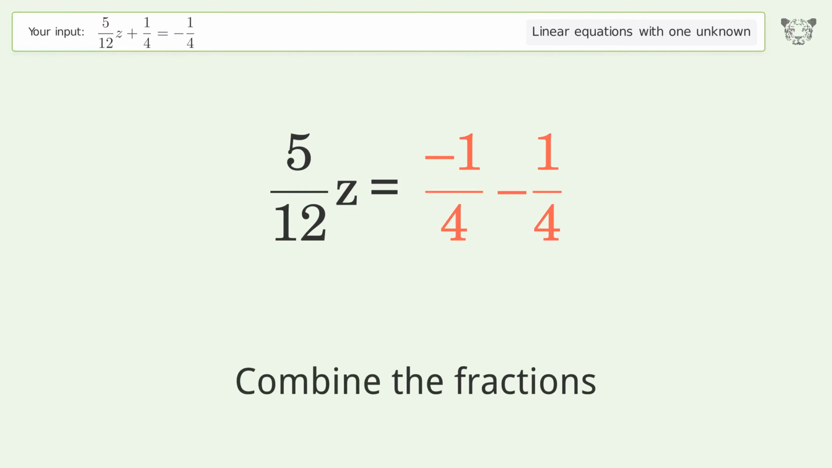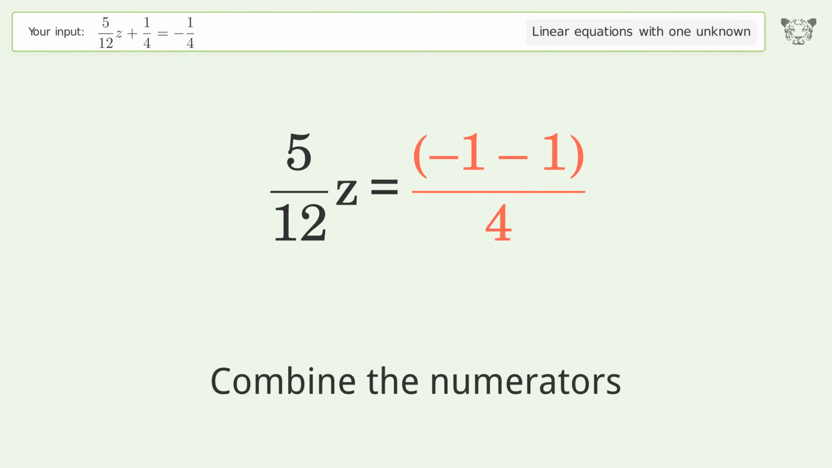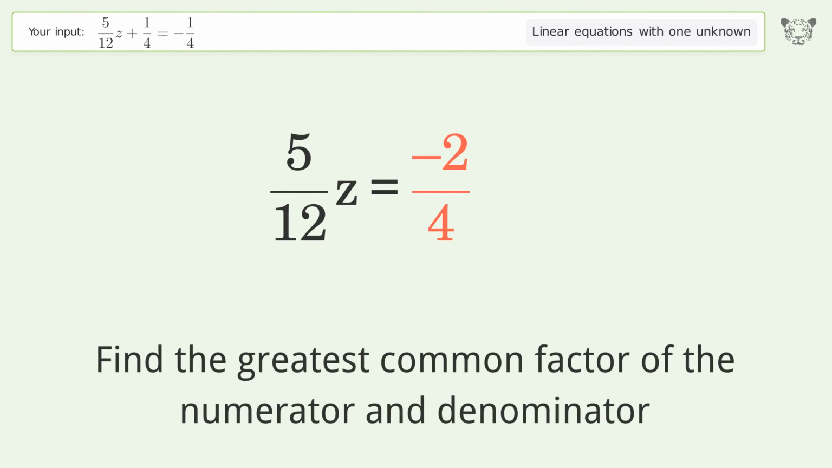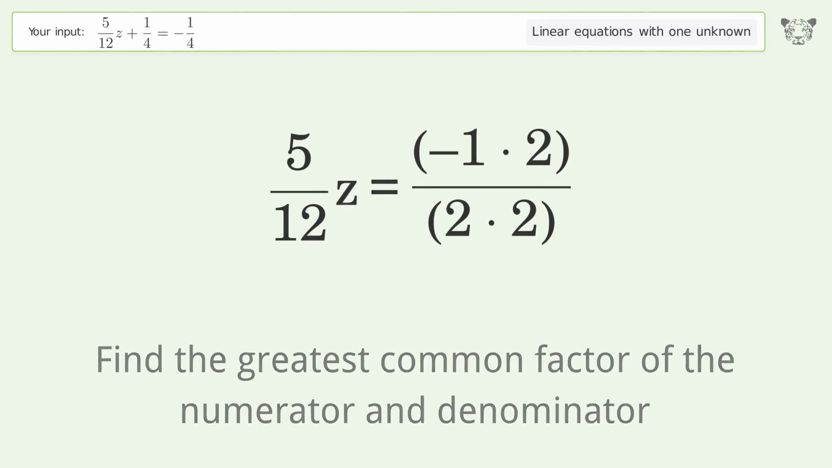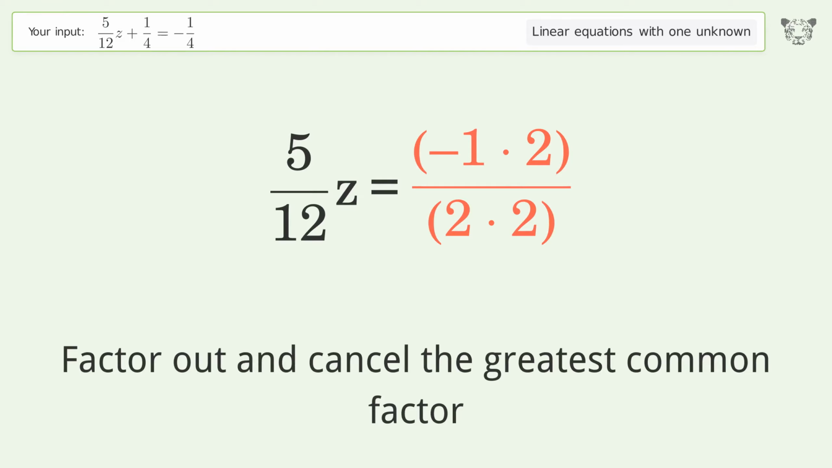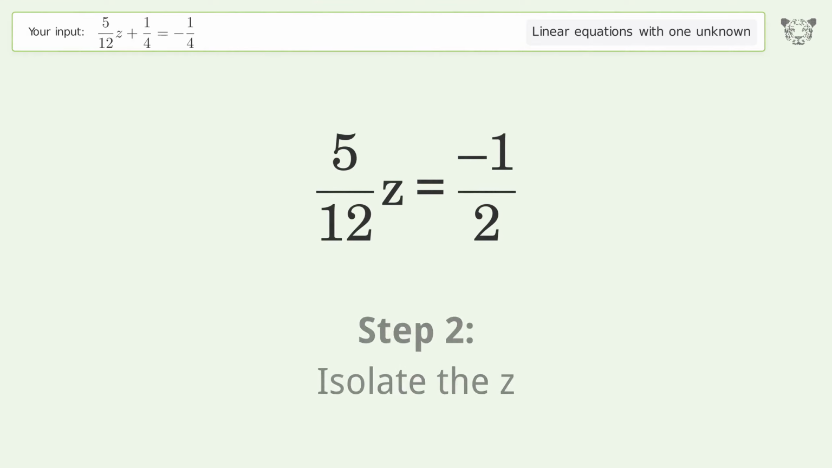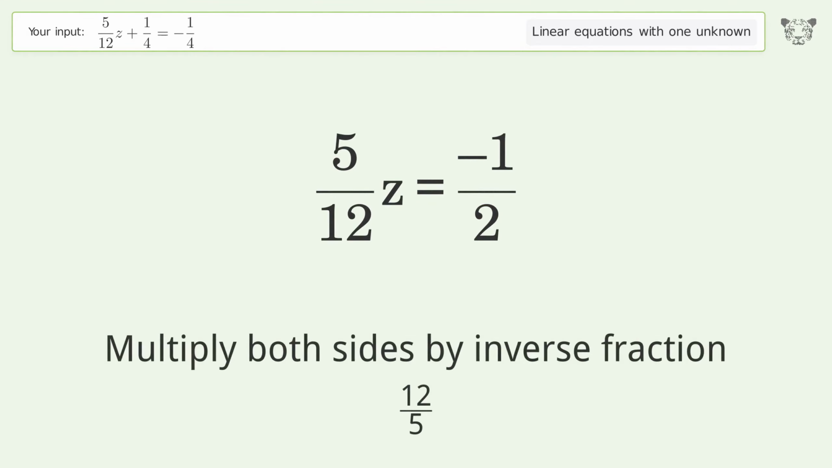Combine the fractions. Combine the numerators. Find the greatest common factor of the numerator and denominator. Factor out and cancel the greatest common factor. Isolate the z. Multiply both sides by inverse fraction 12/5.